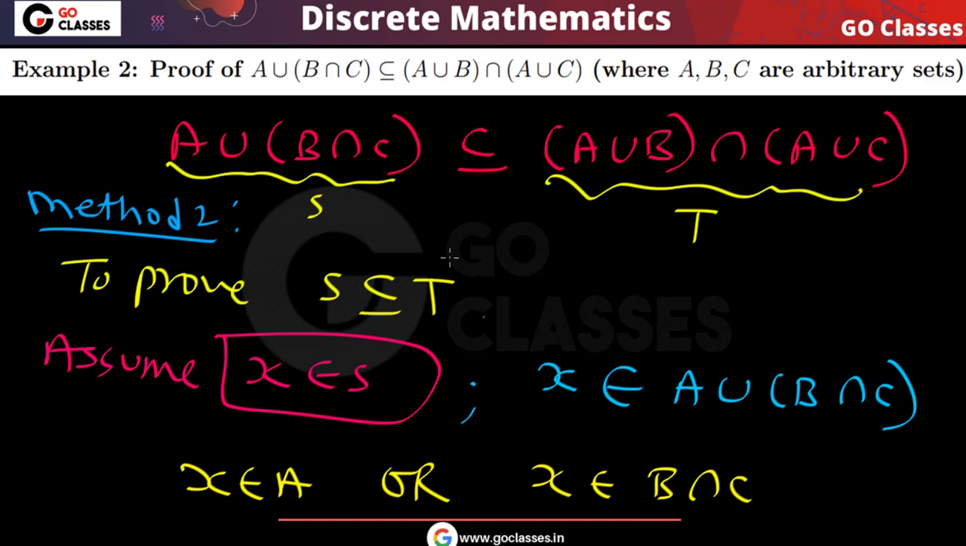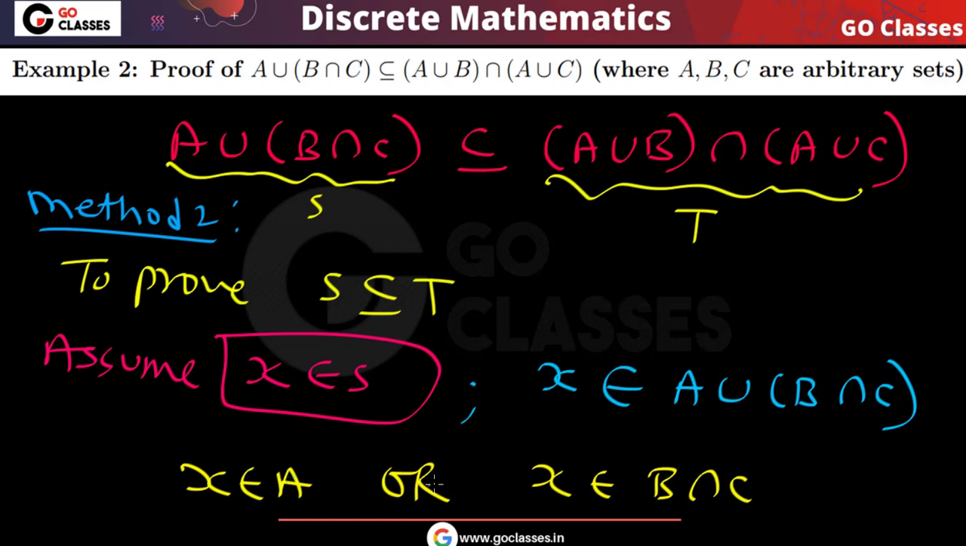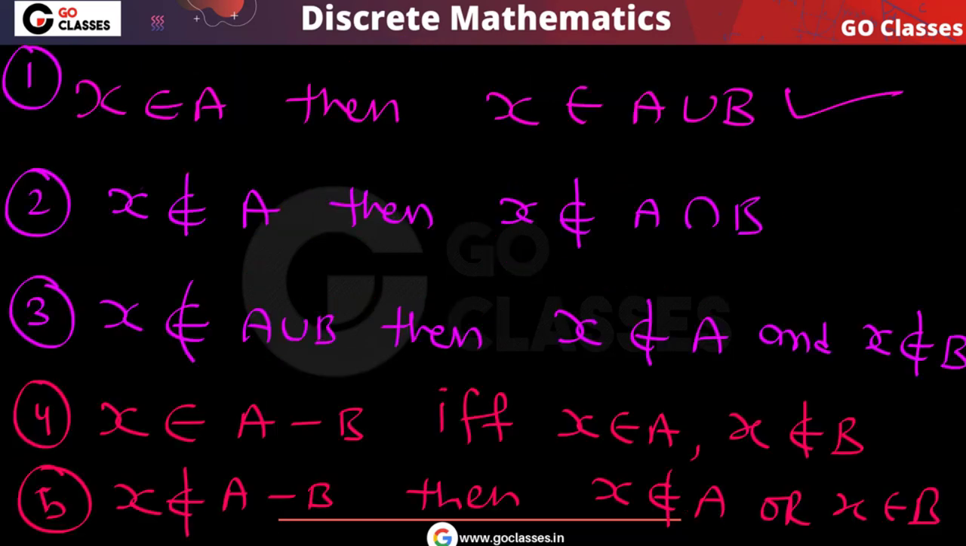definitions of set operations. We are assuming that some element is here. If x is in A union (B intersection C), it means x is in A or x is in B intersection C. So you can make two cases. Either this will happen or this will happen or both will happen. But you can notice in both cases, case 1 or case 2, I can say that x belongs to T. So this is the proof that S is a subset of T. This is the idea.